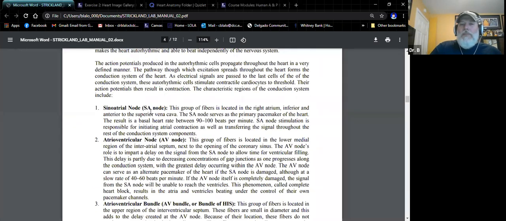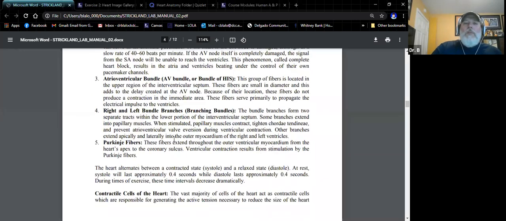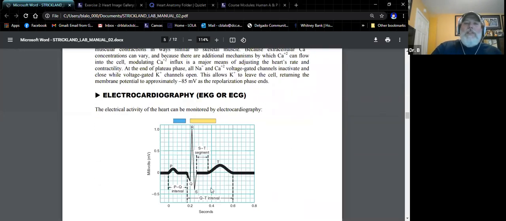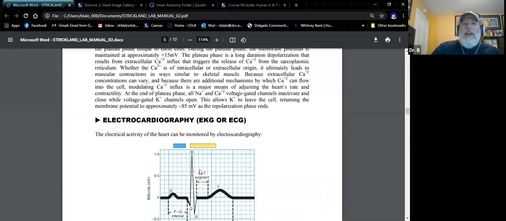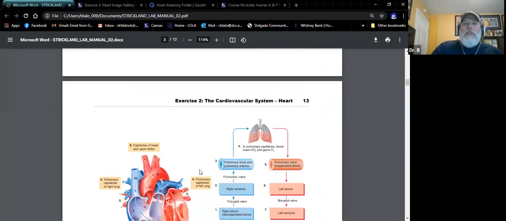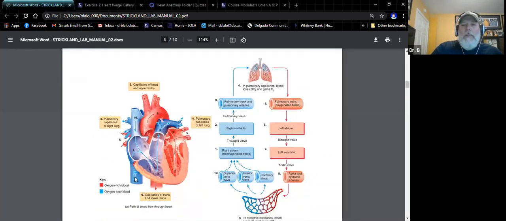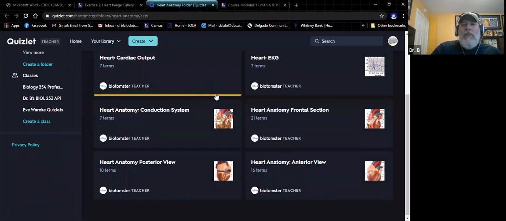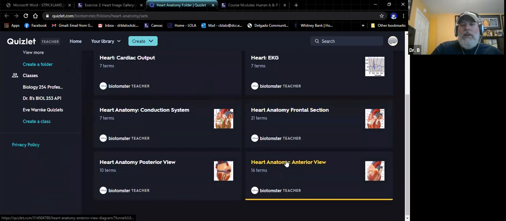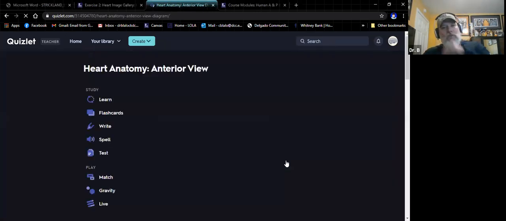We'll talk about the different conduction parts, and then we'll look at those on a model. And then we'll get into looking at the EKG, and we'll talk about cardiac output. But let's go do some identification based off of this that we see right here. So let me grab the Quizlet. And we will do the anterior view of the heart first.